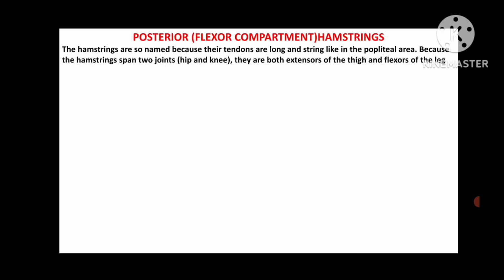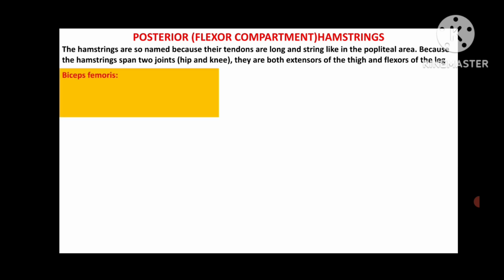Now coming to the posterior or flexor compartment of the thigh region, known as the hamstrings. The hamstrings are so named because their tendons are long and string-like in the popliteal area. The hamstrings span two joints, hip and knee joint. They are both extensors of the thigh and flexors of the leg region.